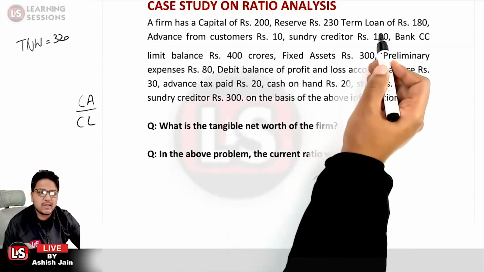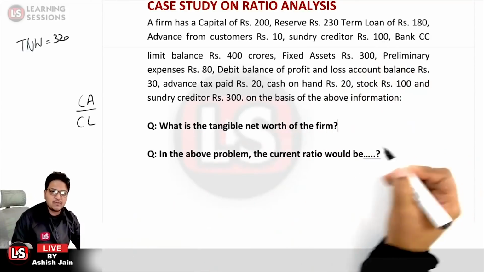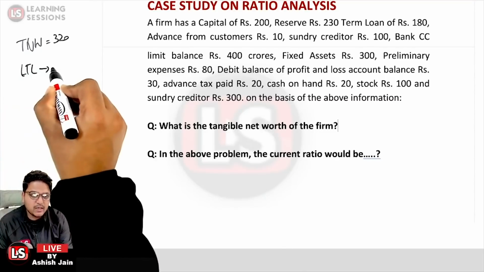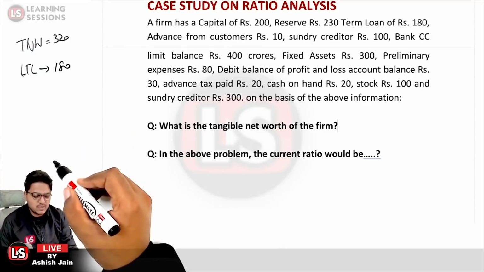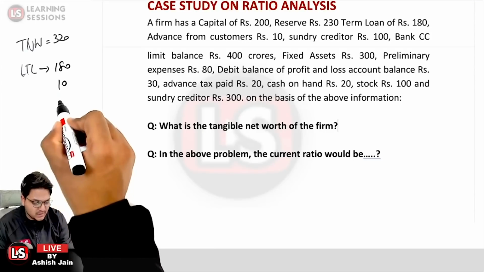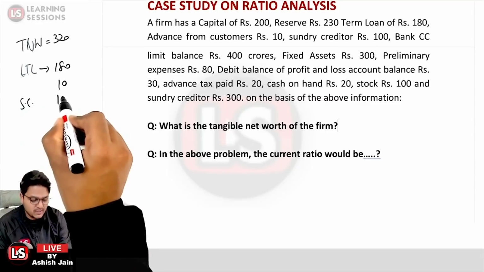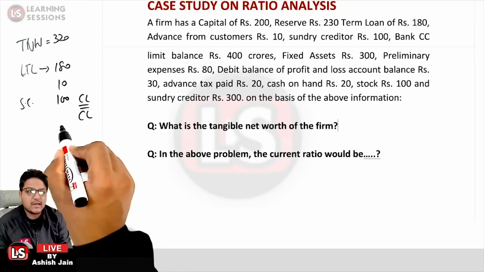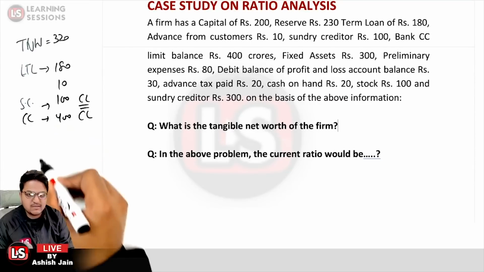First of all, we have the term loans. Term loan is basically a long-term liability. I'm just writing it over here for reference purposes. So long-term liabilities here are 180. Further, advances from customers are 10, also a short-term liability. Sundry creditor is also a current liability, given to be 100. That is your current liability, CL. And the bank CC limit is also a CL, amounting to 400 crores.